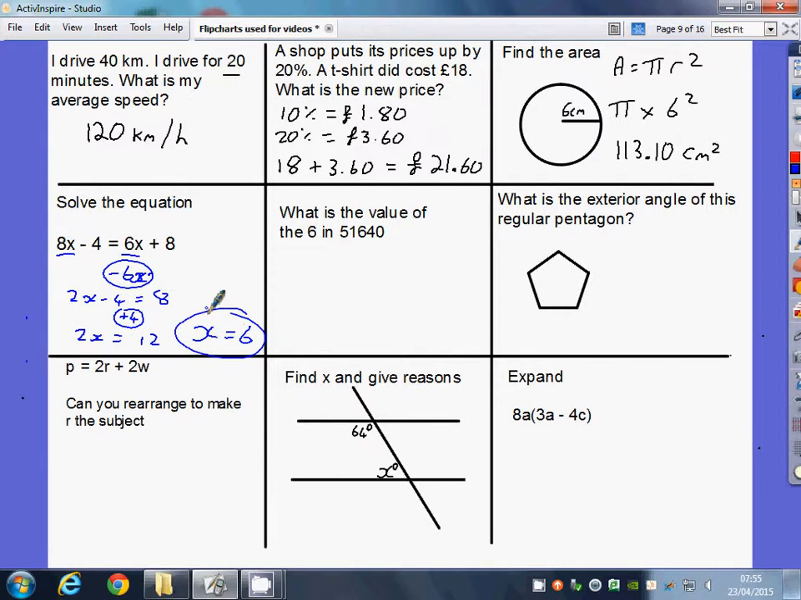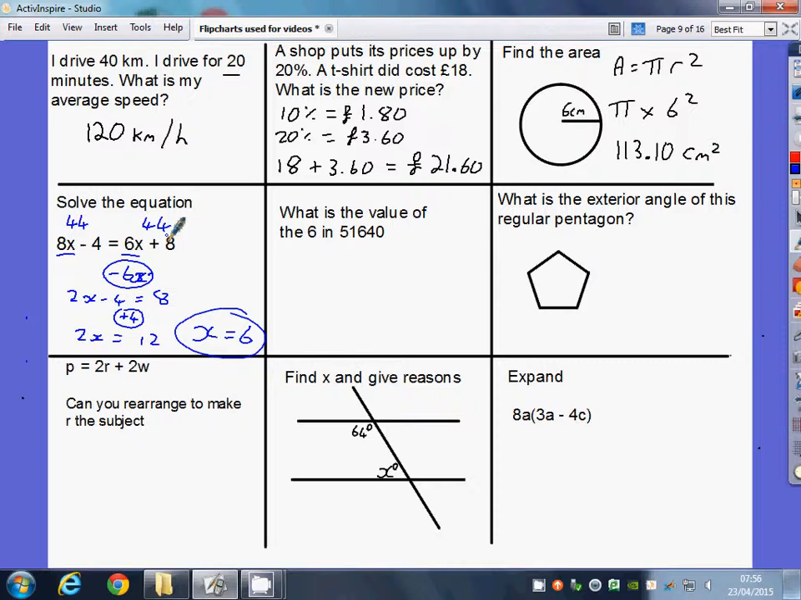We can check it, always check it by plugging it back into the original. Well, if x is 6, 8 lots of 6 is 48, take away 4 is 44. So that one there gave me an answer of 44. If I plug 6 into this one, 6 lots of 6 is 36, plus 8 is also 44. So you immediately know if you've got it correct or not.